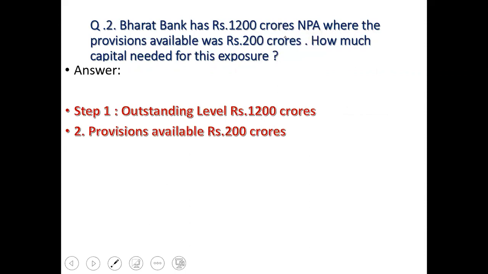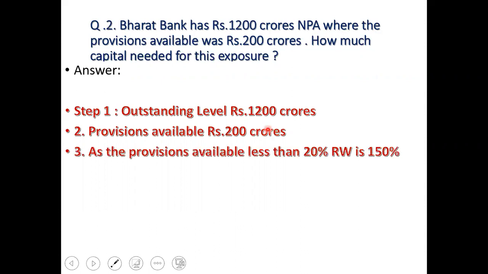Now Bharat Bank has got 1,200 crores NPA, where the provisions available are 200. So 1,200, 20% is how much? 240. But the total provisions available is 200 crores. Indirectly they are telling it is a less than 20% provision. So it will come under risk weight 150%.